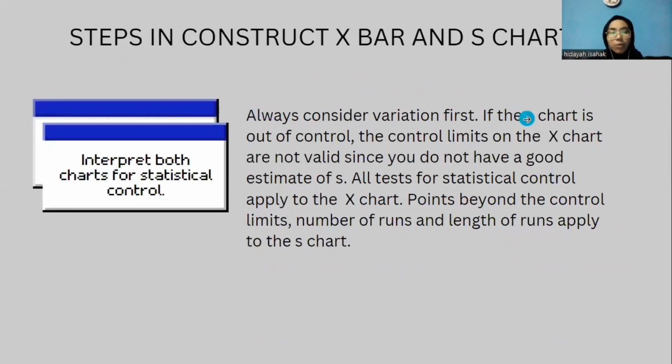For the last step, we need to interpret both charts for statistical control. After we calculate the control limits, we need to plot the chart. And after we plot the chart, we need to interpret both charts for statistical control. For this step, we always consider variation first. If the S chart is out of control, the control limits on the X bar chart are not valid since you do not have a good estimate of S. All tests for statistical control apply to the X bar chart. Points beyond the control limits, number of runs, and length of runs apply to the S chart.